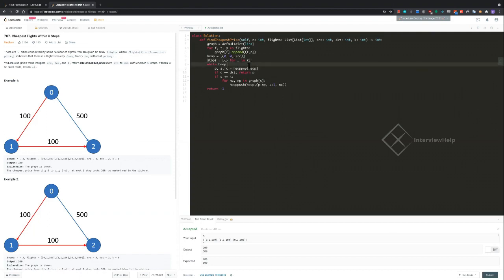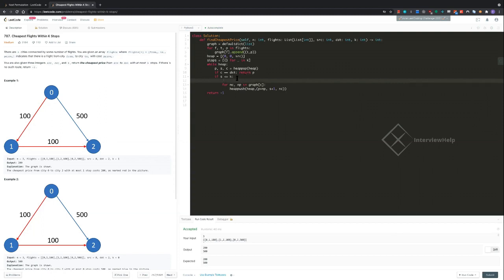Okay, so we have this array. Basically, we want to update for each k, right? So this is an array of dictionaries, but you have k such dictionaries. In each dictionary, what will the key and the values be? The node will be the key, and then the cost will be the value. Yeah. Sure, we can do that.